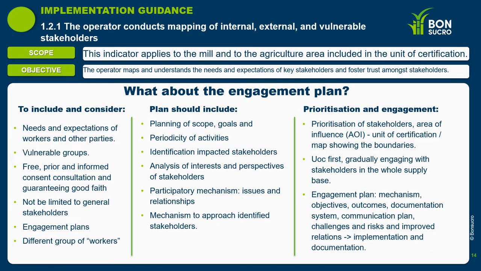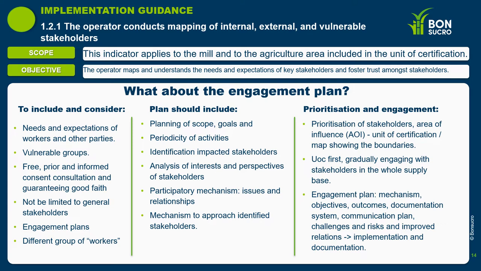From the point of view of the implementation guidance, it's important to be clear that the operator maps and understands the needs and expectations of key stakeholders and fosters engagement amongst stakeholders. The input of this mapping includes the needs and expectations of workers and other parties that come from communication, the identification of vulnerable groups, and FPIC if done or if required, and is not limited to general stakeholders. The engagement plans cover the different groups of workers. That should include the planning of scope, the periodicity of activities, identification of impacted stakeholders, analysis of interest, and all the information that needs to be included in this plan of engagement with stakeholders.